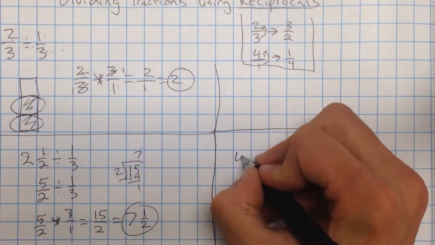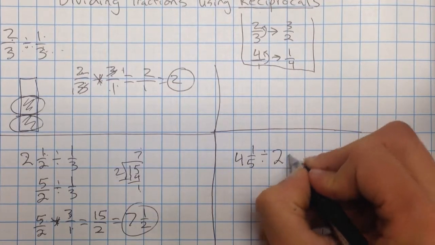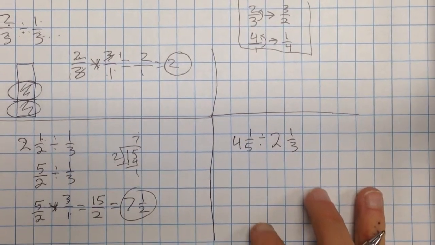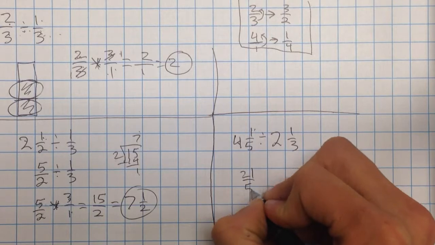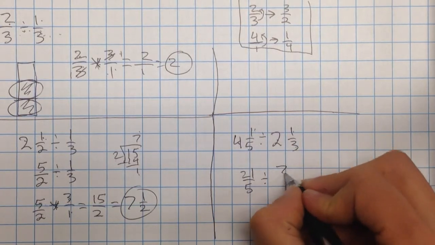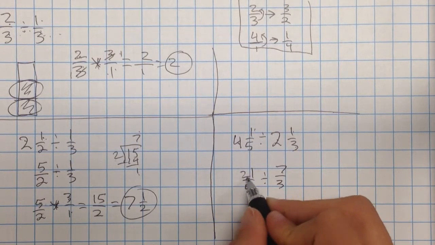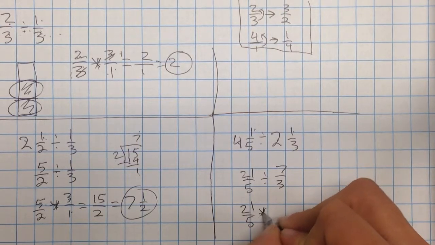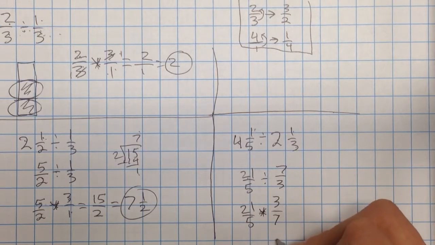Let's say we have 4 1/5 divided by 2 1/3. Before I can divide, I have to turn them both into improper fractions. That gives me 21/5. Keep my division symbol because I'm just rewriting it. That gives me 7/3. Now I'm going to rewrite it one more time, but this time I'm going to keep the first number the same, change it to multiplication, and then do the reciprocal of the second number.